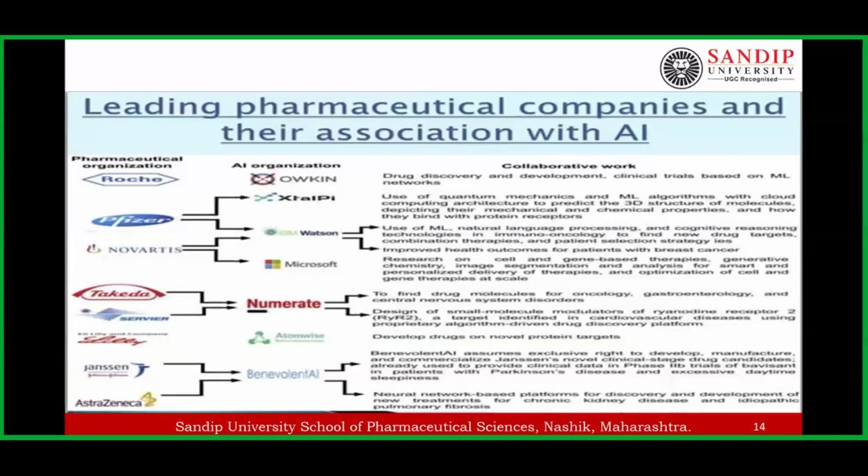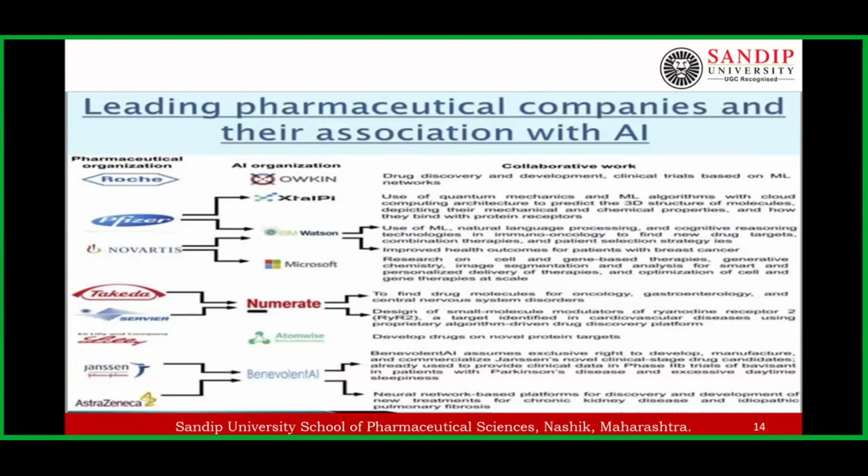Similarly, Pfizer is in combination with IBM, and they developed different quantum mechanics and machine learning algorithms, 3D structure of molecular designing, and all these things. They developed the patented versions. So you have to pay if you want to utilize these tools. Definitely, you are supposed to have the access to them by making the payments. Similarly, Novartis with IBM and Microsoft developed their own things in the process of drug designing.